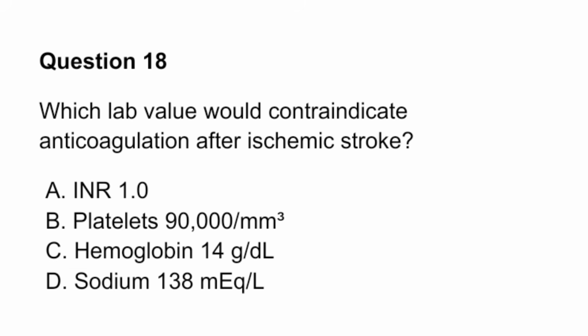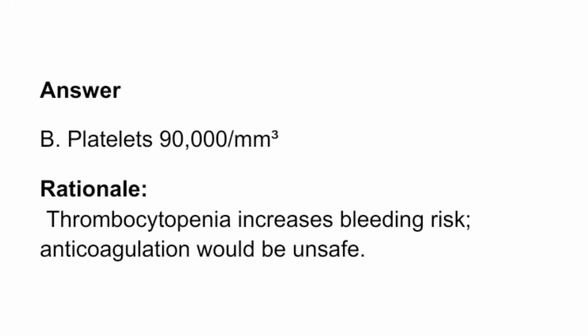Question 18. Which lab value would contraindicate anticoagulation after ischemic stroke? A. INR 1.0, B. Platelets 90,000 per millimeter, C. Hemoglobin 14 grams per deciliter, D. Sodium 138 milliequivalents per liter. The answer is B. Platelets 90,000 per millimeter. Thrombocytopenia increases bleeding risk. Anticoagulation would be unsafe.